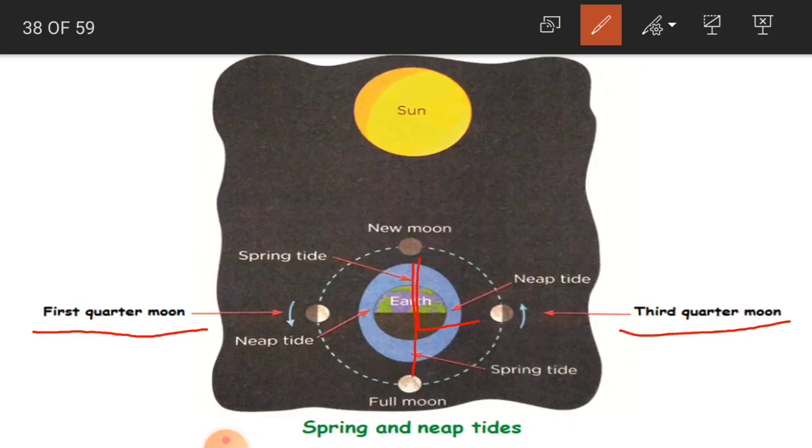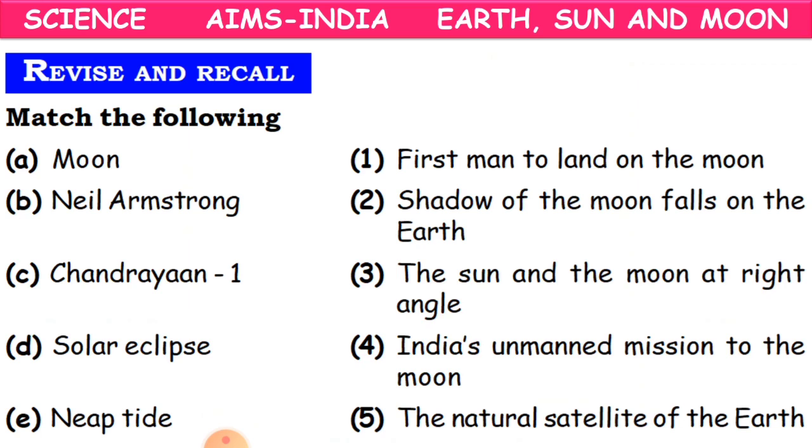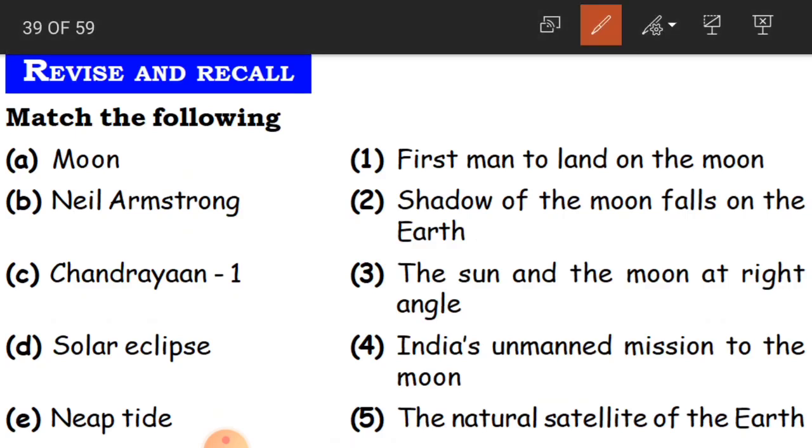So that is in the first week and also the third week of the month. Clear, children? Now let us revise and recall the lesson by doing this match the following exercises. See here, moon. What is a moon? Moon is the natural satellite of the earth. So A matches with the fifth number.